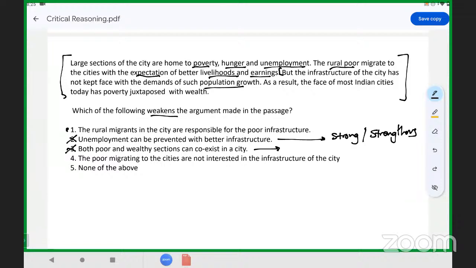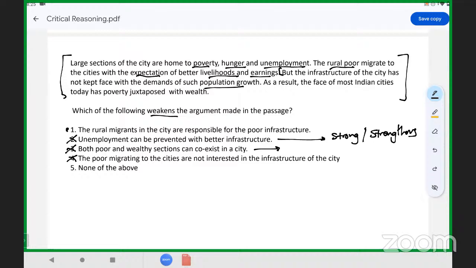The poor migrating to the city are not interested in the infrastructure of the city. So there is no relation to what this point is trying to indicate. This is not the right answer again. Now if you look, the rural migrants in the city are responsible for the poor infrastructure, which means the rural migration is causing the infrastructure issue.